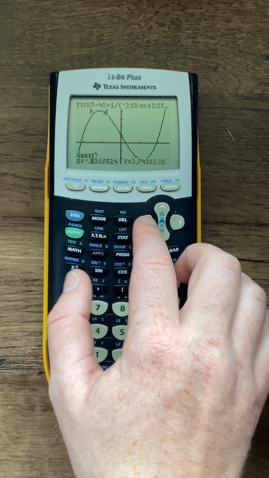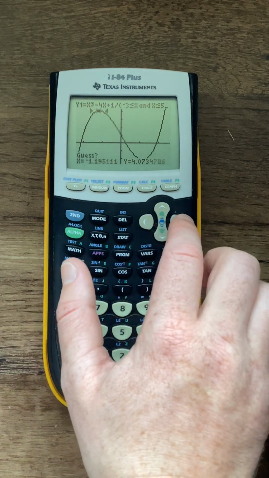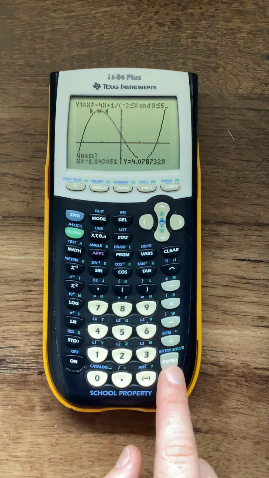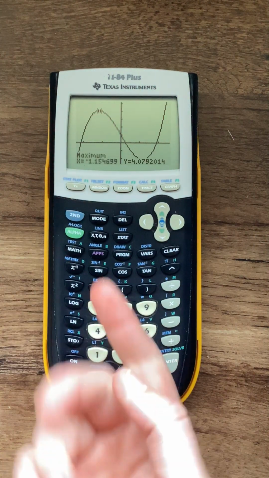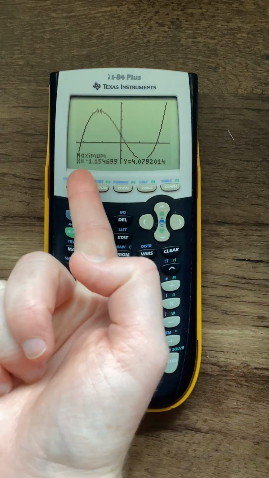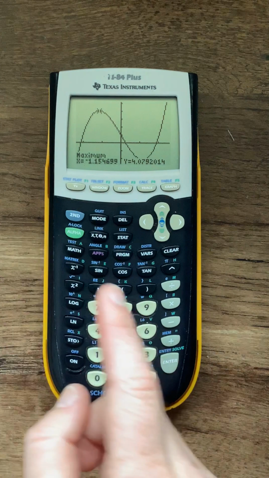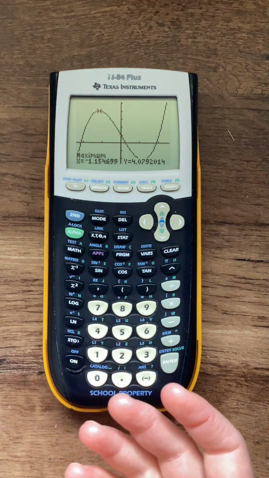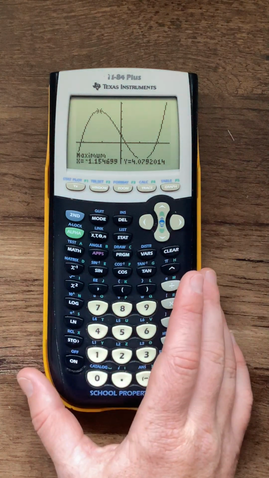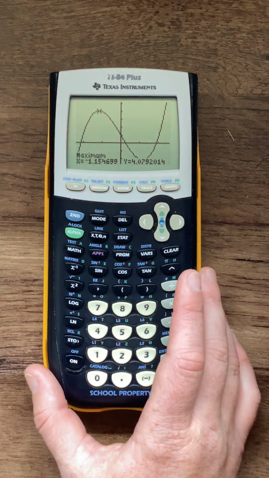So this is where you say, okay, I'm going to get as close to that maximum as I can. All right, so I move the arrow right up to the maximum, and I hit enter. And then boom, it gives you the maximum. So this point on this function, the maximum is roughly -1.15, 4.08. So you'd write that down, record it, nice and simple. Cool. Okay, so now let's find our minimum.